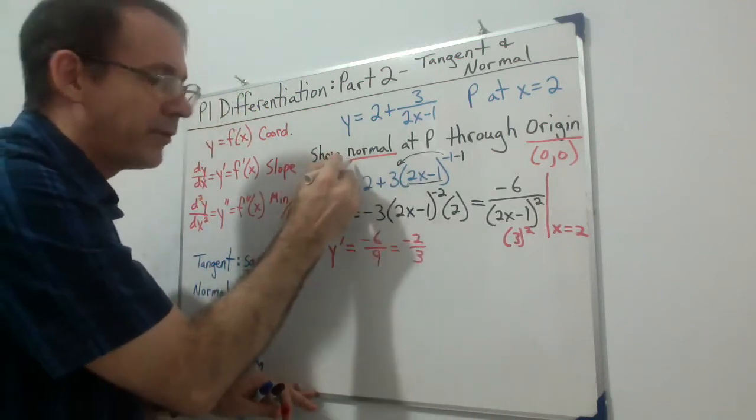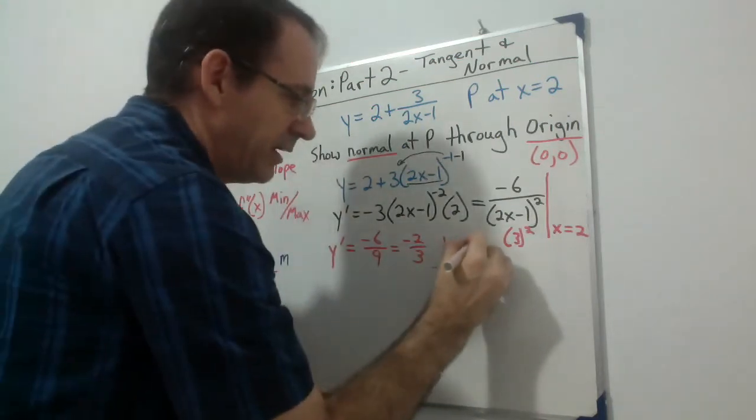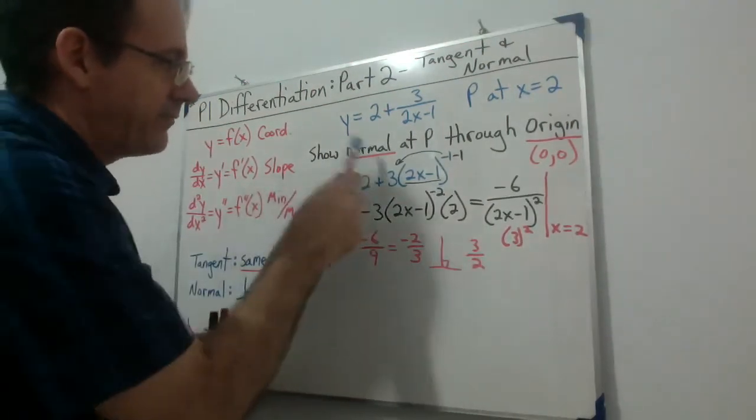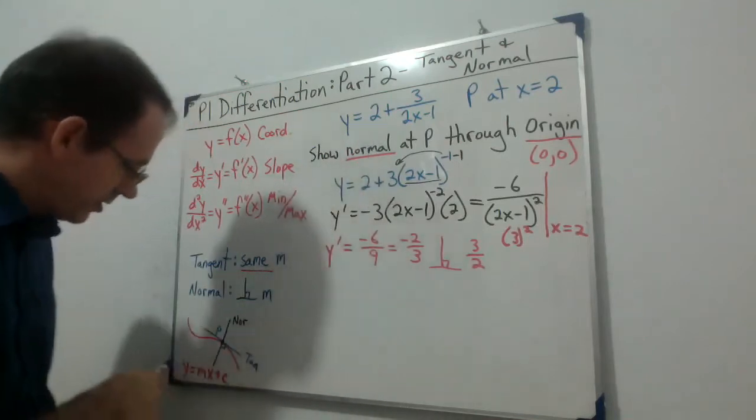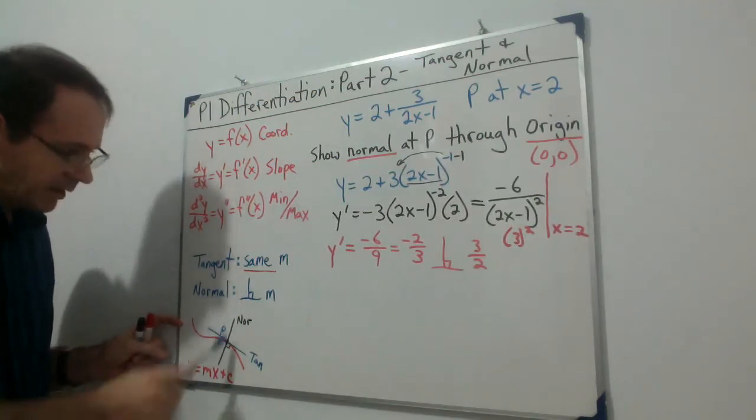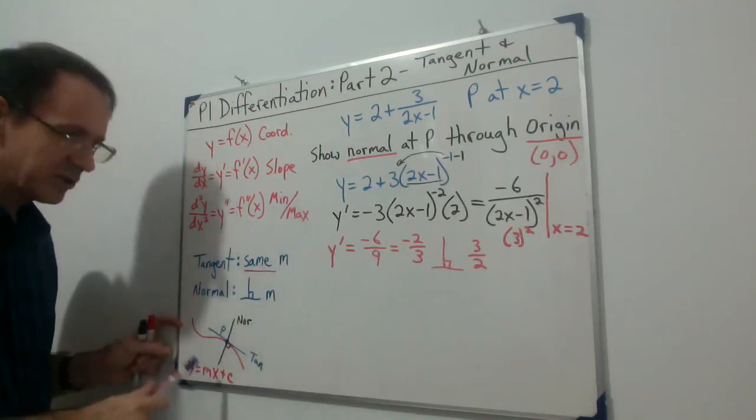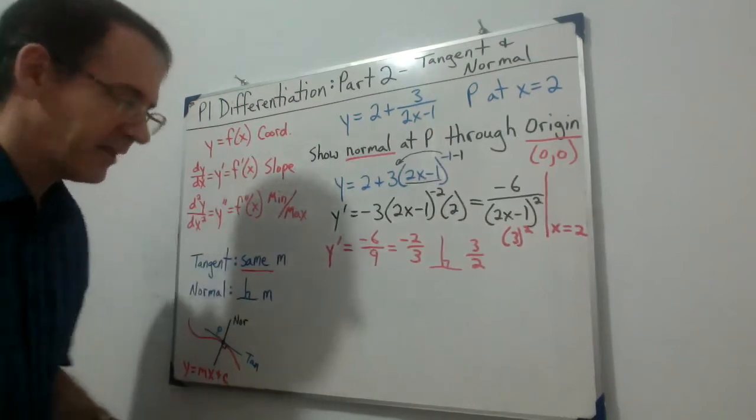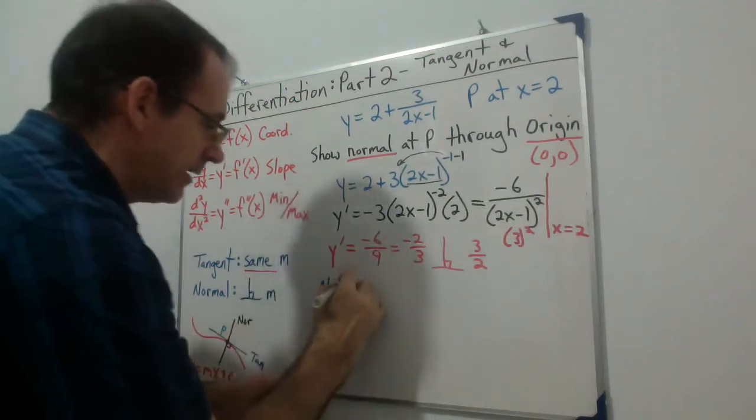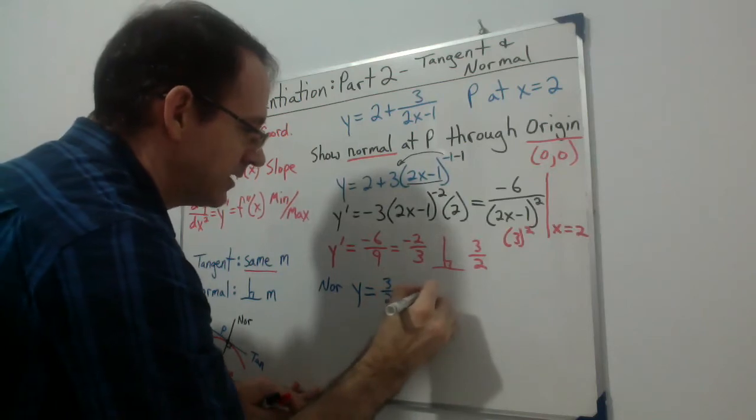And we want normal, which is perpendicular slope. So the perpendicular to this will be 3/2. Okay, so now we have, and remember, this is a line. For tangent and normal, you need to think y equals mx plus c. The slope, of course, is a very important part, same slope or perpendicular slope, but you need to finish the equation of the line. So our normal line will be y equals 3/2 x plus c.